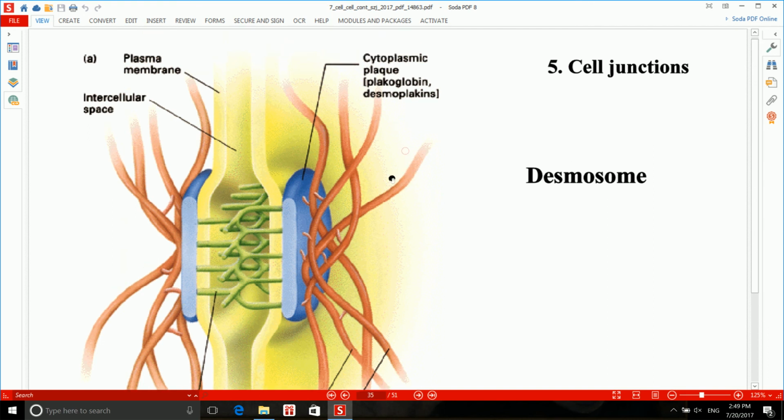The differences are, cadherins in the case of zonula adherens are attached to the actin filaments or intermediate filaments in the cytoplasm of the cells, whereas the specific type of cadherins in desmosomes are attached to keratin intermediate filaments in the cytoplasm of the cells. So they are attached to different types of cytoskeleton. That is a big difference.